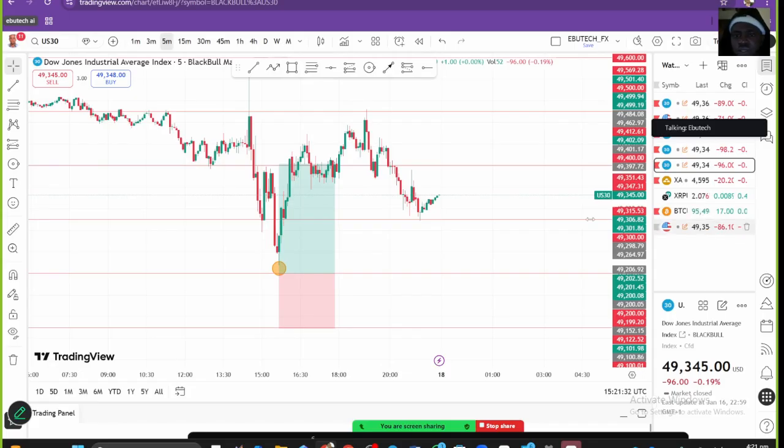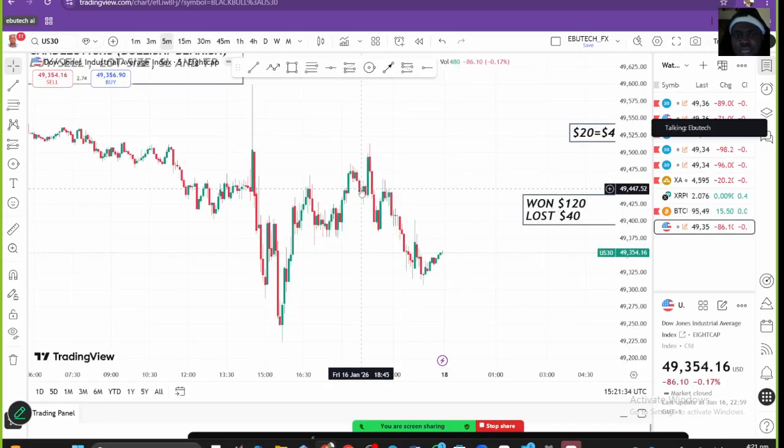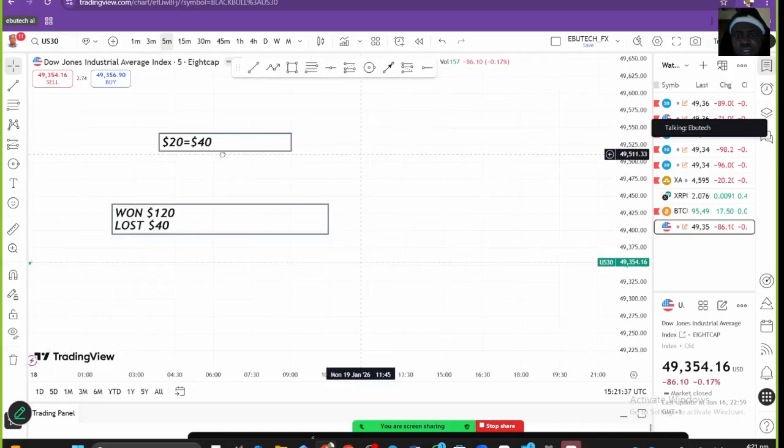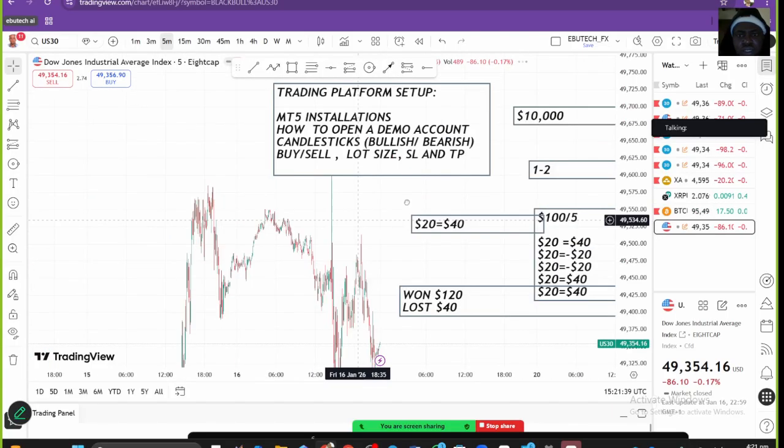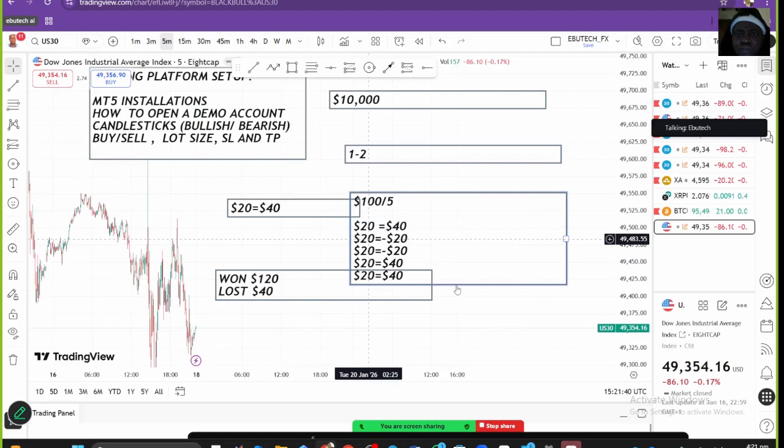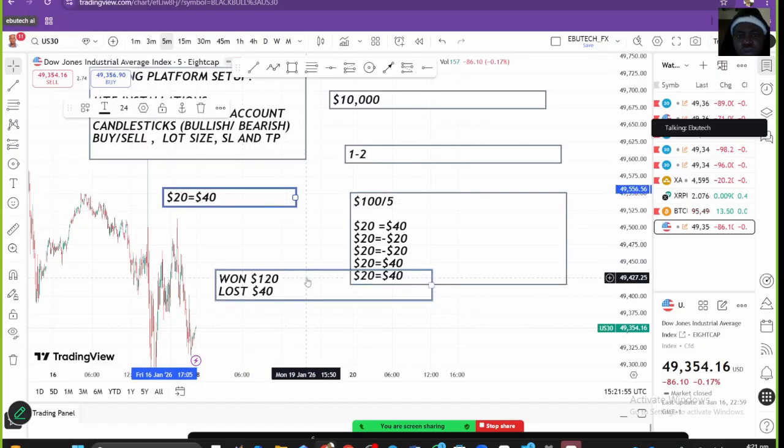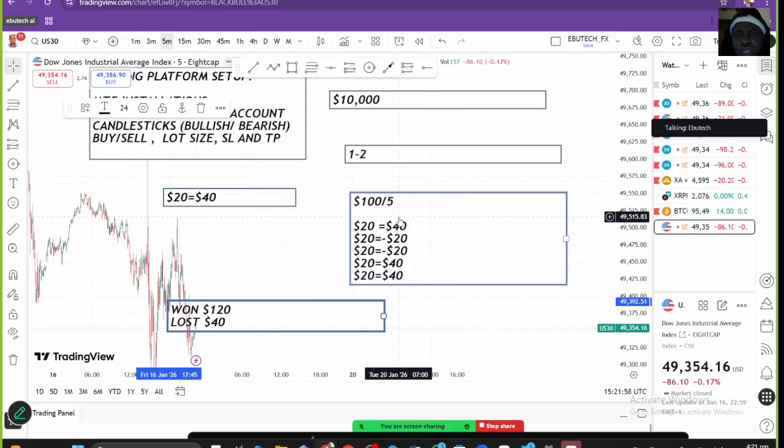So now you see that we are going to be making $40. You see the $40 here per trade, and we are risking $20, right? So when you have taken all these trades and you made money, if you are winning, you are winning $40. If you are losing, just $20.